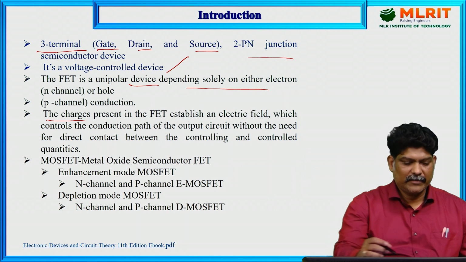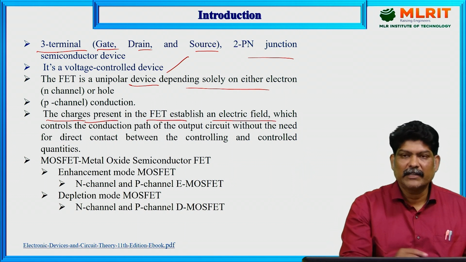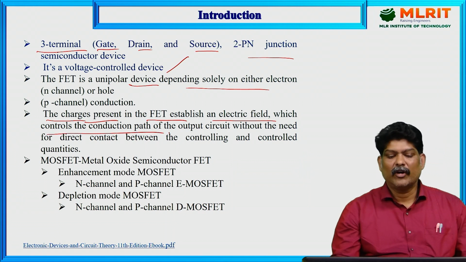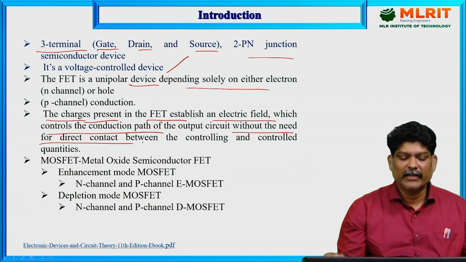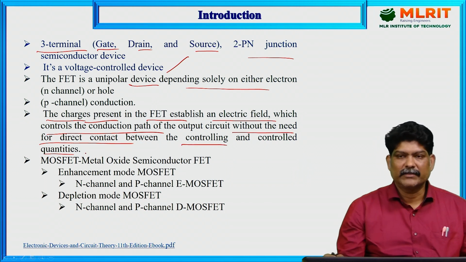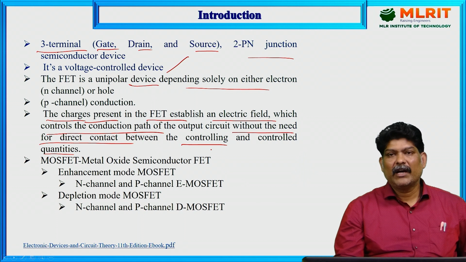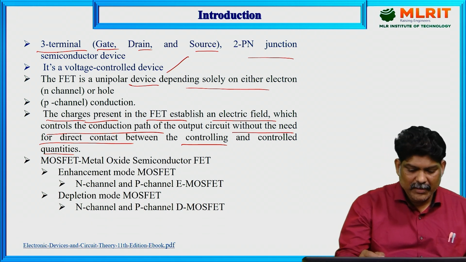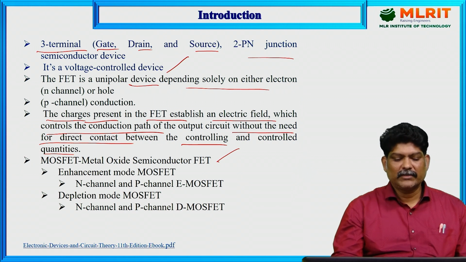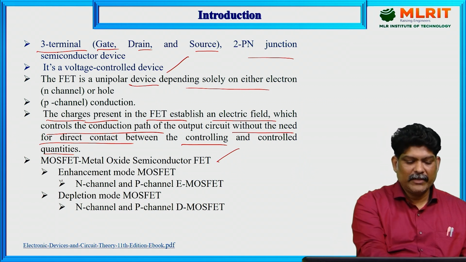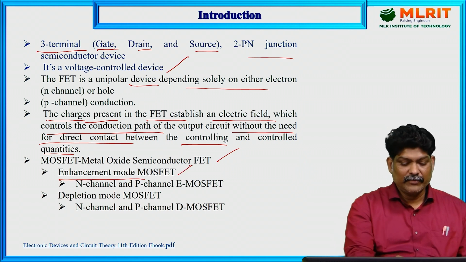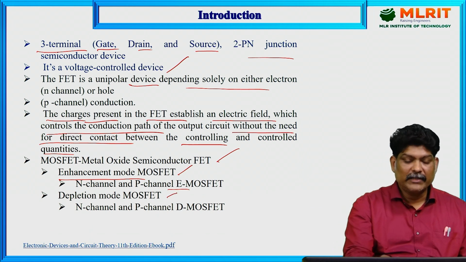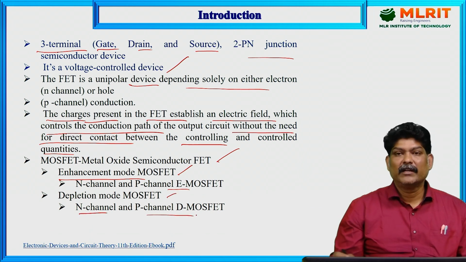The charges present in the FET establish an electric field which controls the conduction path of the output circuit without the need for direct contact between the controlling and controlled quantities. Here, the controlled quantity is the drain current, and the controlling parameter is the input voltage, that is the gate to source voltage. MOSFET stands for metal oxide semiconductor FET, which is classified into 2 categories: enhancement mode MOSFET and depletion mode MOSFET. Enhancement mode MOSFET is further classified into N-channel and P-channel, and depletion mode MOSFET is further divided into N-channel and P-channel DMOSFET.